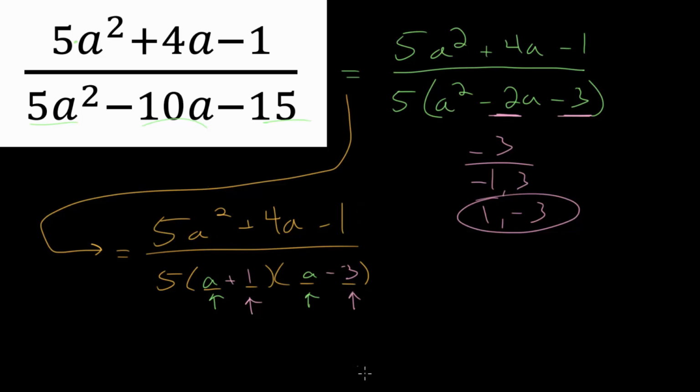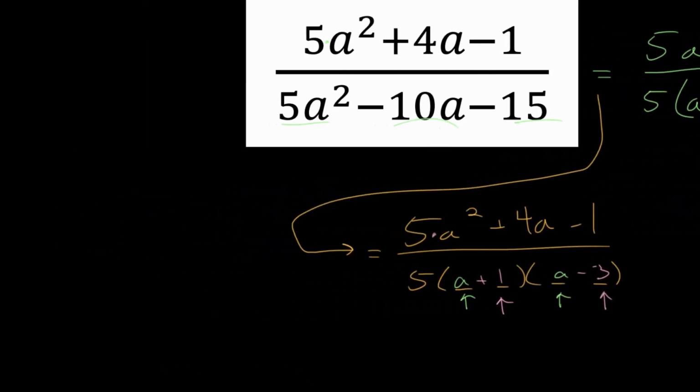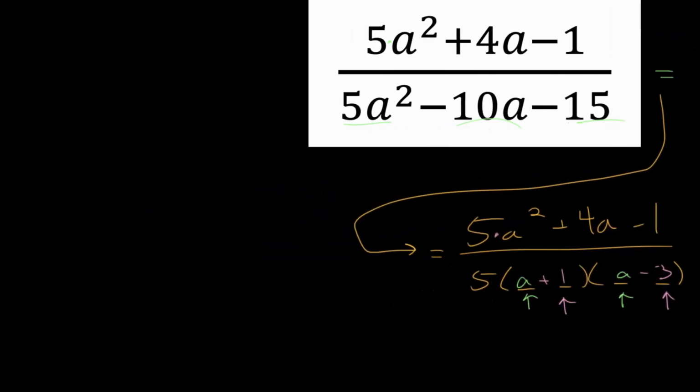And now we can focus on this numerator. And like I mentioned, it's a little bit trickier. With factoring quadratics where the coefficient on the highest power term is not 1, we will need to use a different method. We can use what's known as the grouping method. So let me make a little bit of room over here, and we can keep working. Let's just look at this separately: 5a squared plus 4a minus 1.